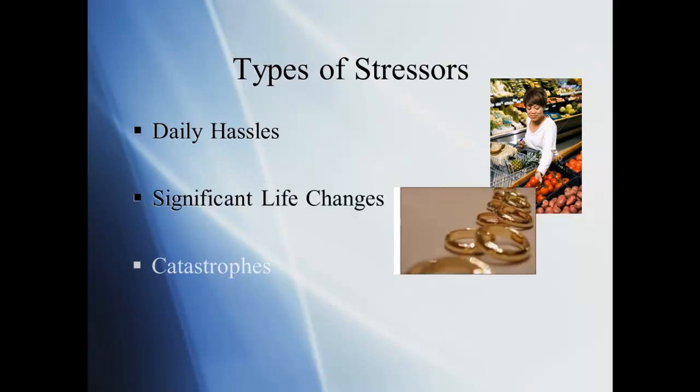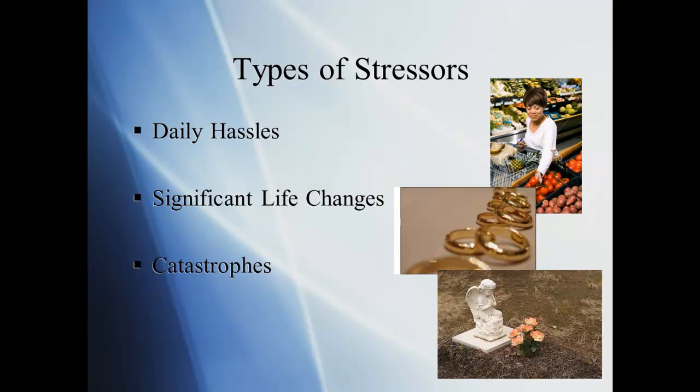The next are significant life changes, and these are the things that cause moderate amounts of stress that last for a fair amount of time, but not an extended amount of time. So things like getting married or divorced, things like moving or changing jobs. And then catastrophes, which cause significant amounts of stress, very, very high levels. And these are things like losing a loved one, or if you had been in a natural disaster and lost your home in an earthquake, for example, that would all be a catastrophe.